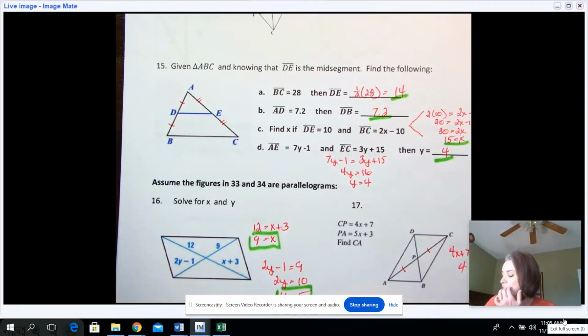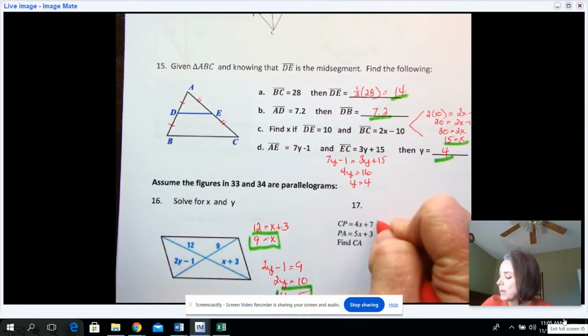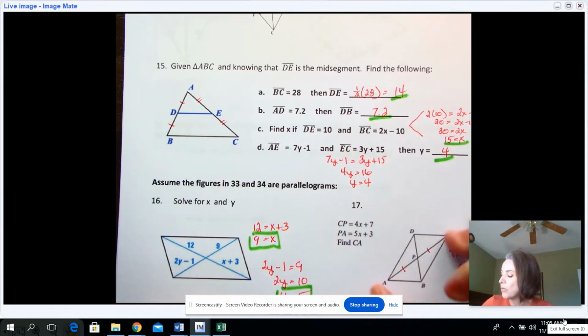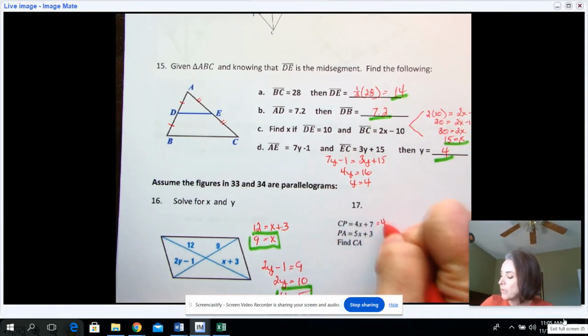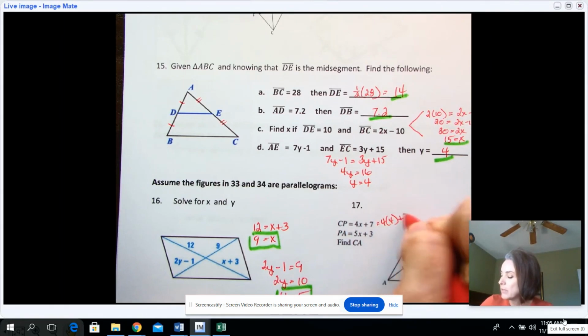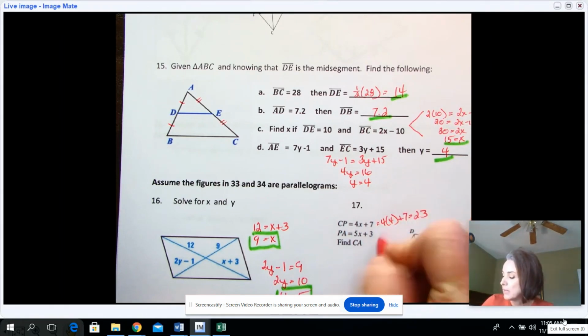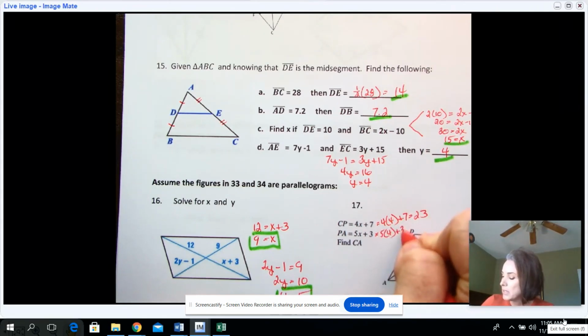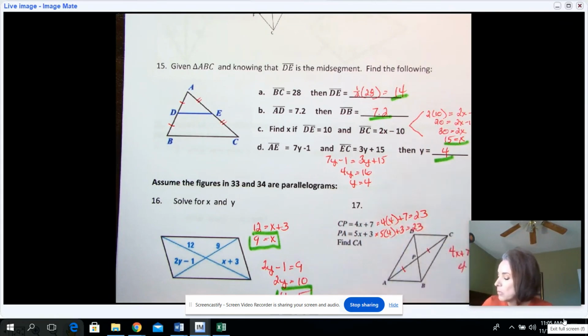So x is 4. What they want to know is what CA is, the whole thing. So here you get 4 times 4 plus 7, which is 23. And then here you get 5 times 4 plus 3 is also 23. So what we know is CA is CP plus PA combined. So CA would be 23 plus 23, which is 46.